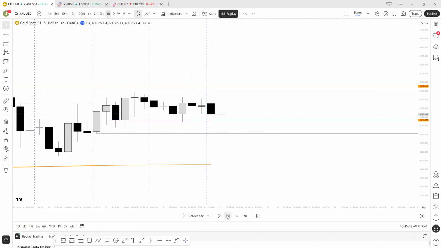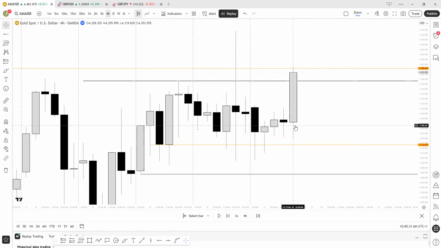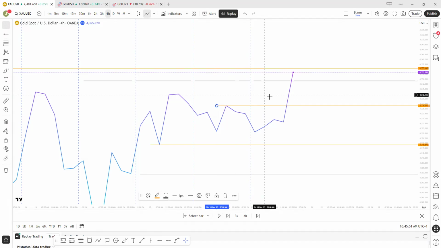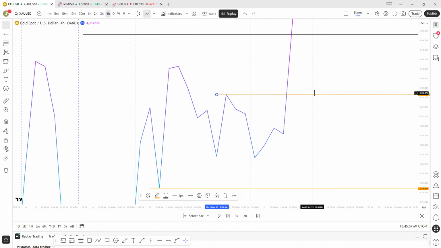So let's play price forward a little bit. And that rejection, and that rejection, and that rejection, and now a breakout. We now have a breakout on Friday to the upside. All I'm not seeing right here now is price rejecting off this key level. And we now have a breakout. Where is the breakout? Breakout above this key level right here.